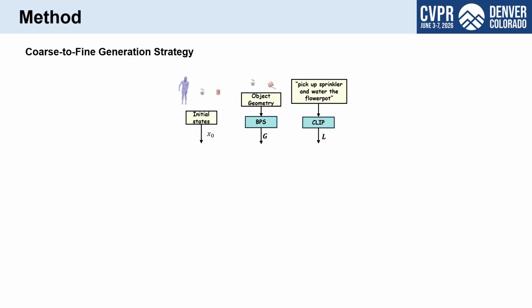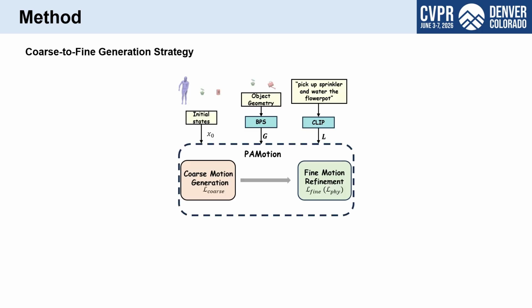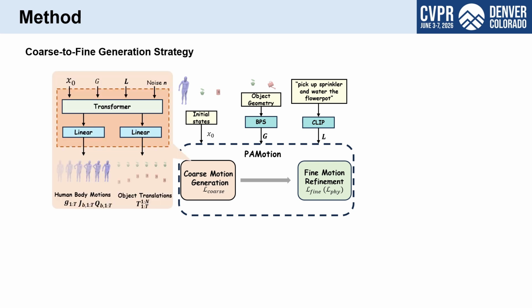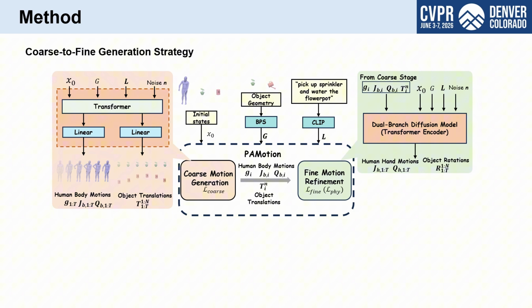Next, I'll introduce our coarse-to-fine generation strategy, which utilizes a two-stage conditional diffusion model. Stage 1, coarse global interaction. We predict global human motion and object translations using a dual-branch diffusion network, conditioned on initial states, BPS object geometry, and CLIP text embeddings. This stage is supervised by kinematic and geometric losses to capture text-aligned global motions and stable spatial relationships.